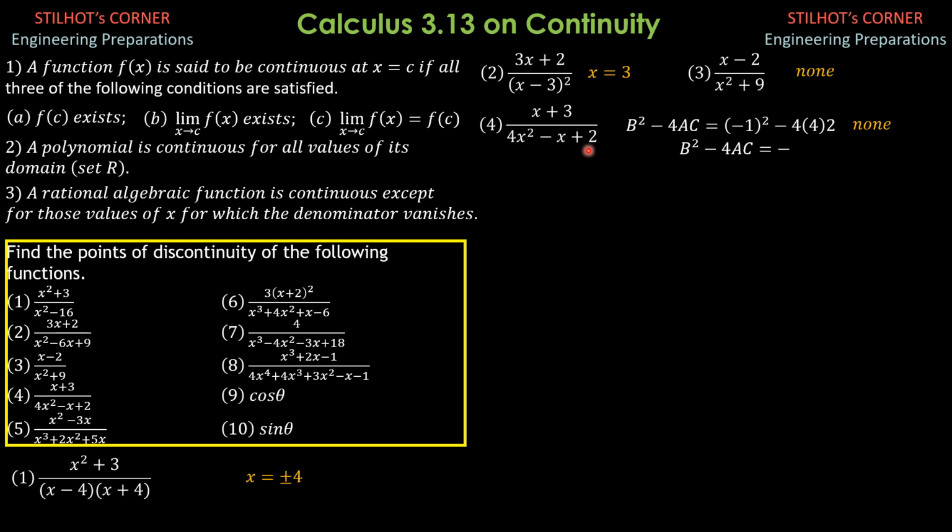for the answer. Number 5, we can factor x in the numerator, then x in the denominator. So x squared minus 3x over x times quantity x squared plus 2x plus 5.